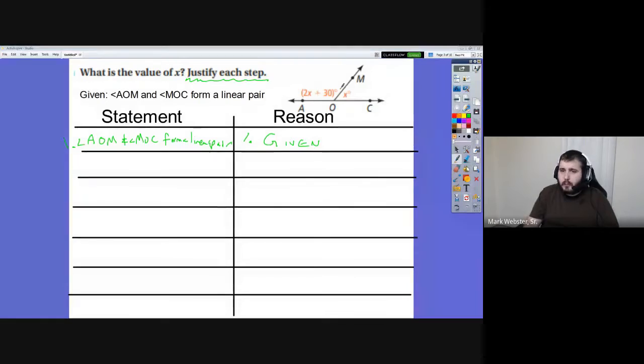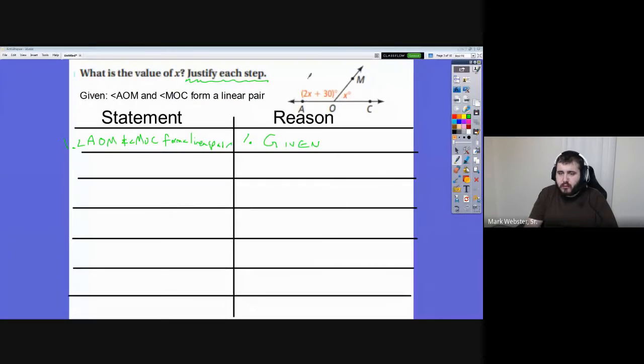Well, up until now, in order to do this problem, we'd say, all right, well, I know part plus part equals whole. And I know that this is a straight angle, so whole is 180 degrees. So the way I'm going to write this, the measure of angle AOM plus the measure of angle MOC add up to 180. And how do we know that? Because that's what a linear pair is, right?